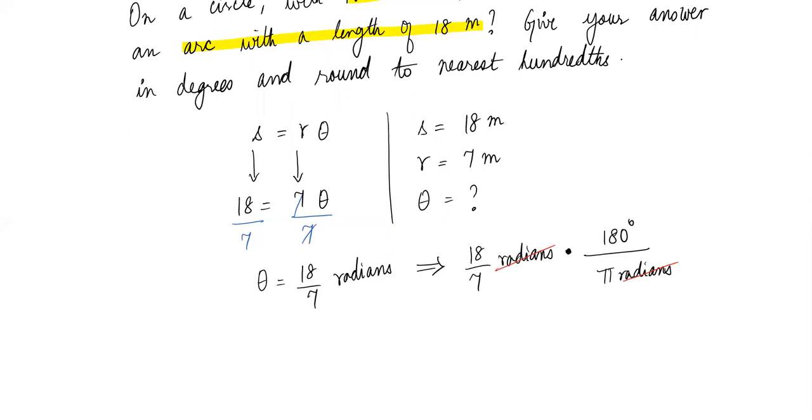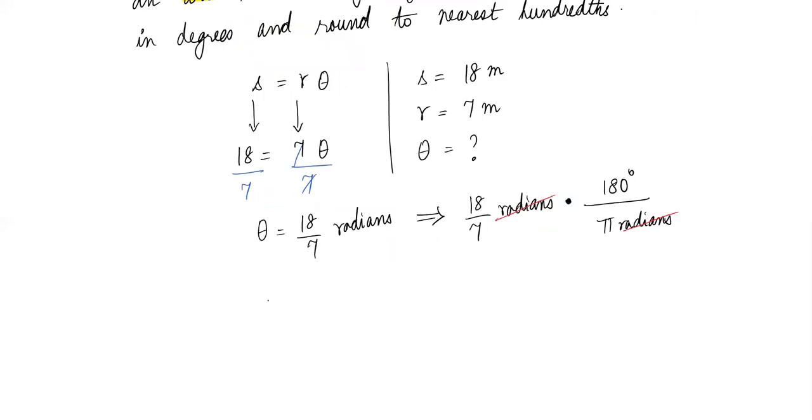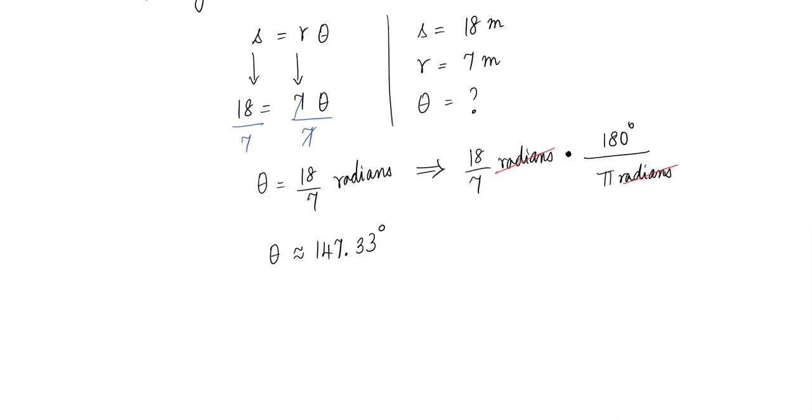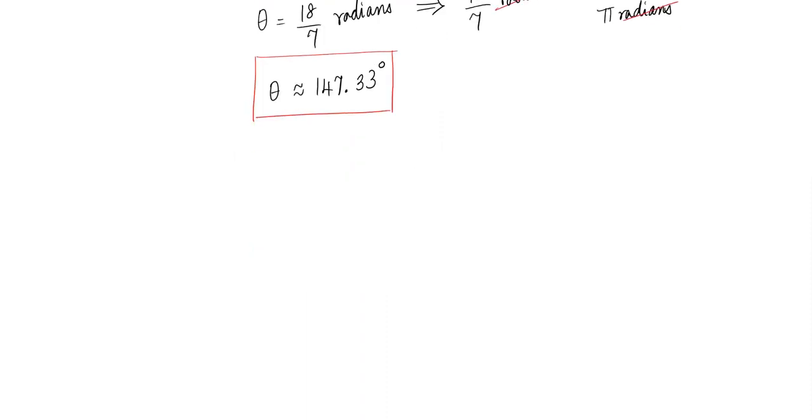And so down to the nearest hundredths. So that means 2 decimal places. So theta is approximately 147.33 degrees. And please remember to put the degree symbol. And this was a question where arc length and radius were given, and you had to find theta.